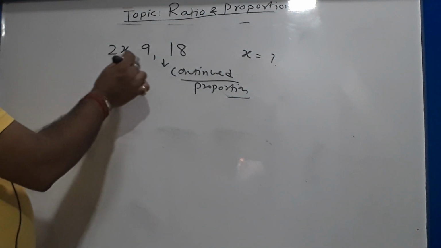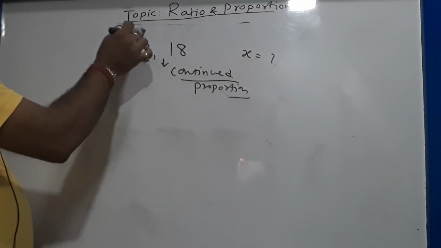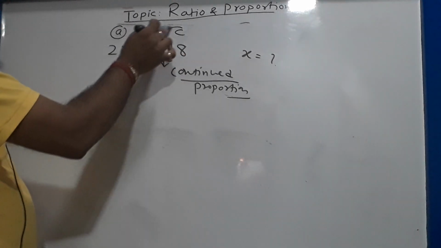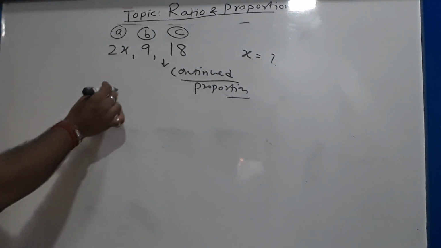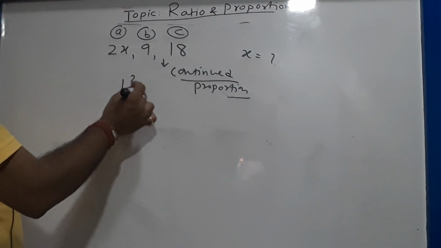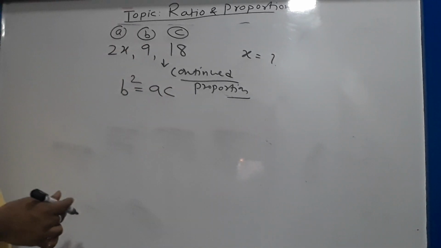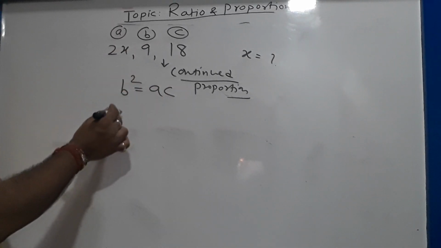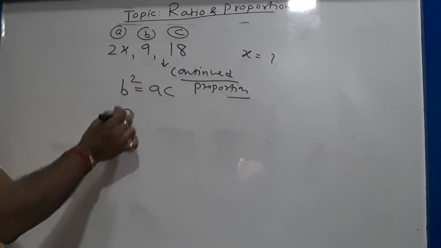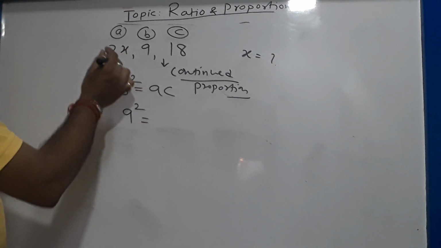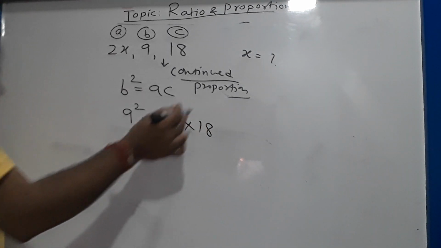So three numbers are in continued proportion. This is my A, this is my B, this is my C. If three numbers are in continued proportion, then which condition holds? B square is equal to AC. So what is my B? The middle term, that is 9 square is equal to AC, 2x into 18.